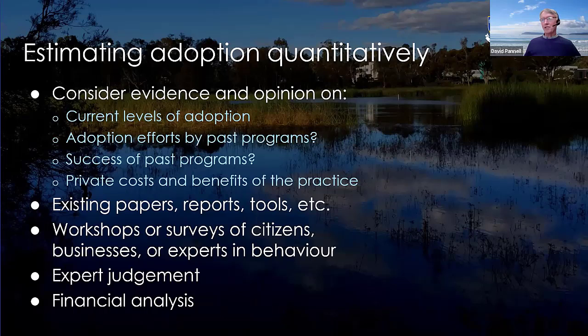So that's all very general. What about doing this quantitatively? If you want to include this in a BCA, you've got to have some numbers. So how can you get that? Well, perhaps you can pull together some evidence and opinion about the current levels of adoption of the practice you're interested in, whether or not there's been effort to encourage that behaviour already.